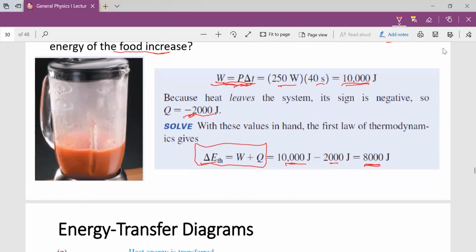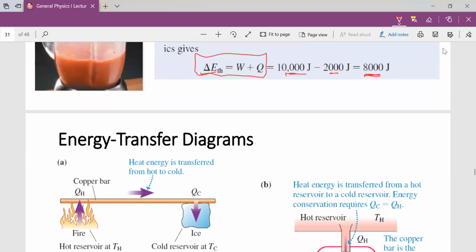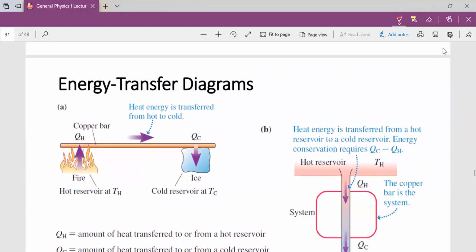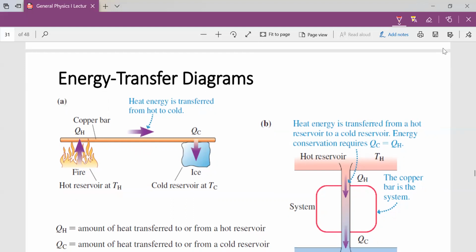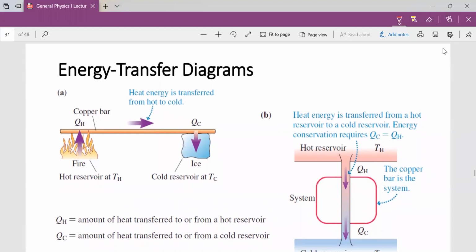You see that it's pretty straightforward and easy to grasp. All right, so that is just the summary of what the first law of thermodynamics entails. It's far bigger than that, but for now, that is the little we should take home from that first law. So let's look at what we mean by the energy transfer diagram.